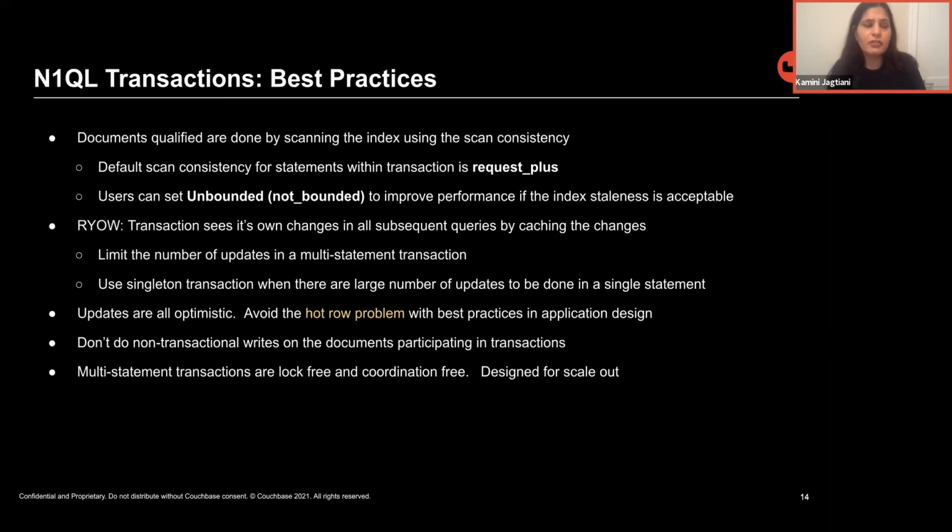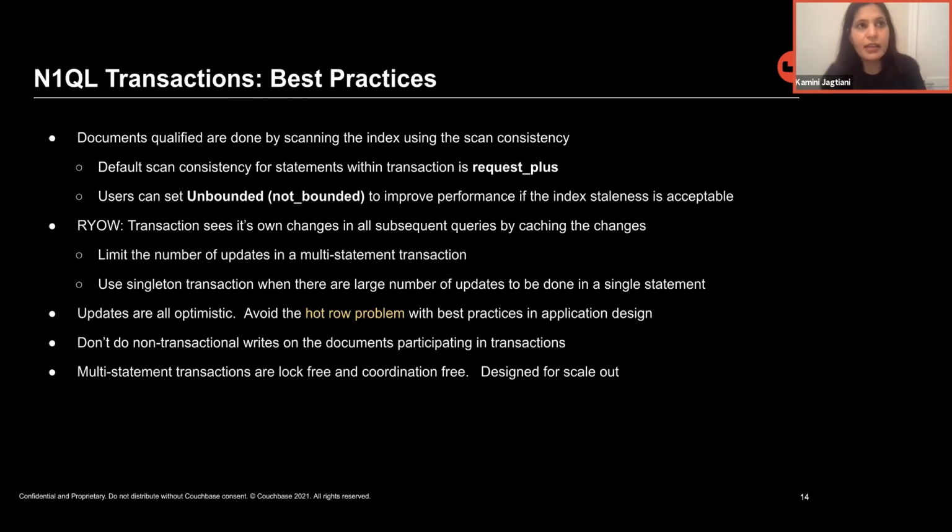But if your workload is such that you don't really care about slightly stale data, then you can get better performance using unbounded or not bounded. We provide read your own writes using the delta tables, but you have to realize that your delta tables can occupy memory in the query node. So you have to limit the number of updates happening in the multi-statement transaction. If the number of updates is going to be very high, in thousands, caused by a single statement, then make sure that we are using the singleton transaction, which is tx implicit.